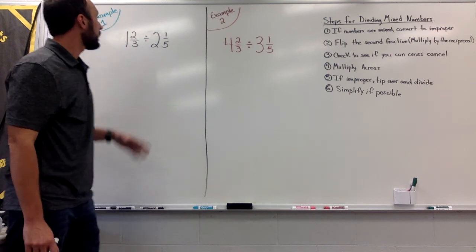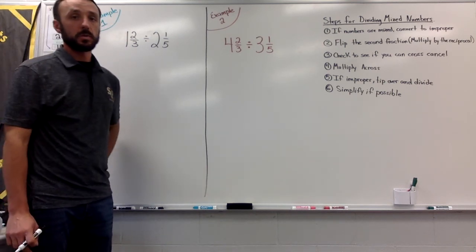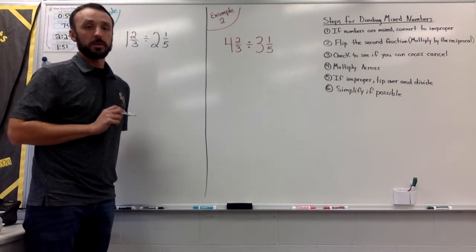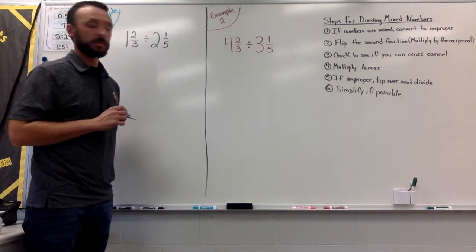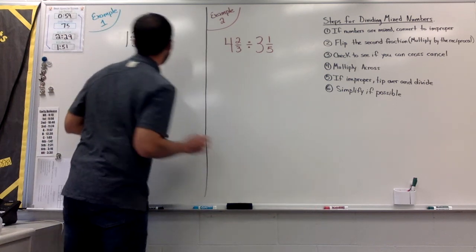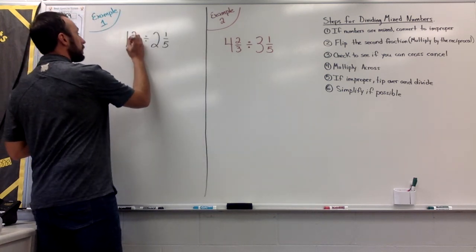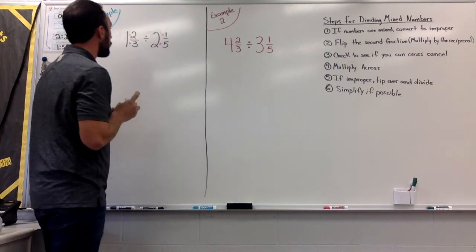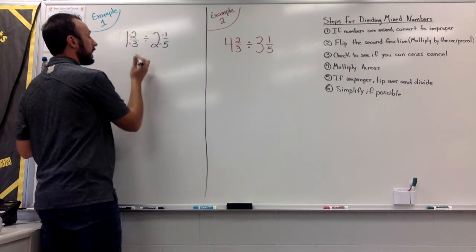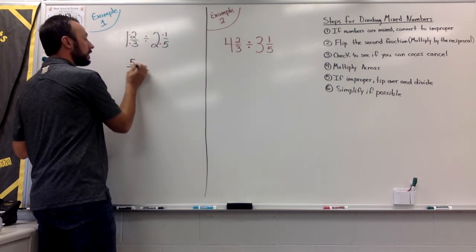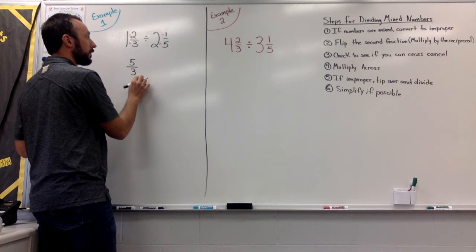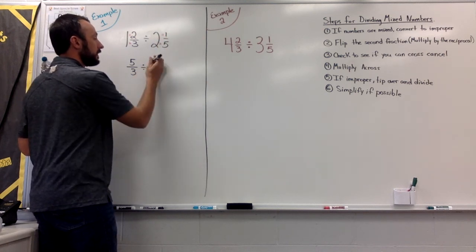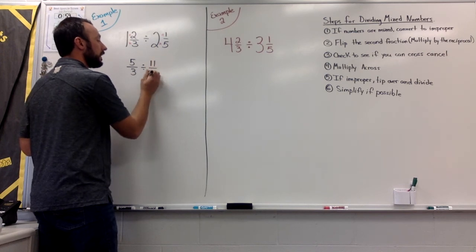So here we have our first problem: 1 2/3 divided by 2 1/5. And our steps are over there. Step one says, if numbers are mixed, convert to improper. So the first thing we have to do is convert both of these to improper fractions. We do that by multiplying the denominator by the whole number and adding that to the numerator for both of these. So 3 times 1 is 3, plus 2 is 5. So we'll convert this to 5 over 3, and my denominator stays the same. Divided by 5 times 2 is 10, plus 1 is 11, so 11 over 5.